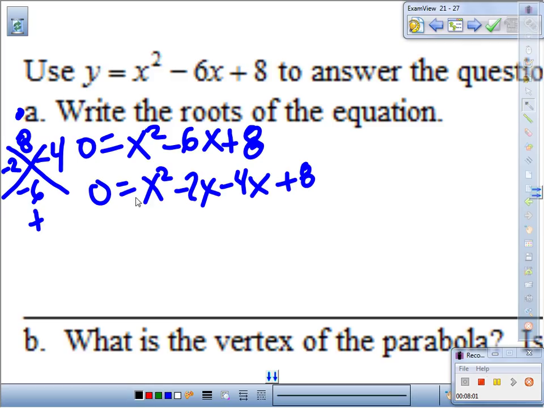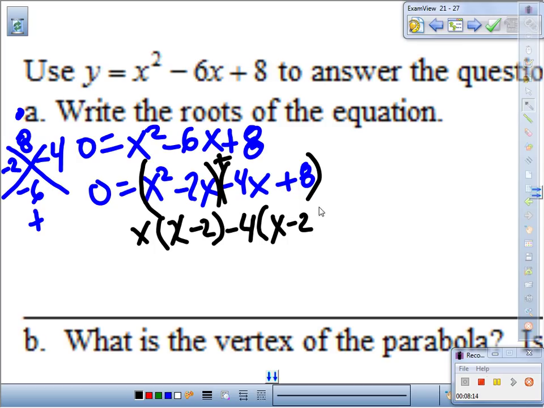All right, let's group these two, these two. GCF here is x. We're left with x minus 2. GCF here is negative 4. We're left with x minus 2. All that equals 0. So my two factors are x minus 2, x minus 4. All that equals 0.